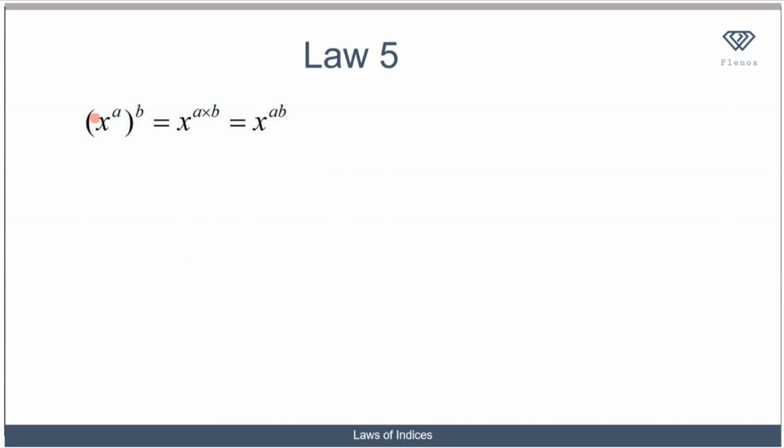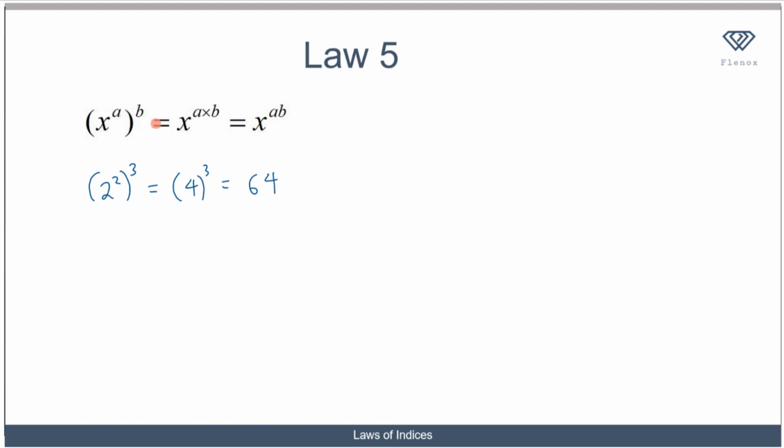Now onto the fifth law. It tells us that if we have x to the power of a, all raised to the power of b, that is equal to x raised to the power a times b, which is x raised to the power ab. To explain it, let me give you a simple example. Let's say I give you 2 raised to the power 2, all raised to the power 3. The normal way you go about it is by asking yourself, what is 2 squared? You know 2 squared is 4. So you write that down and you find the cube of 4. The cube of 4 is 64.